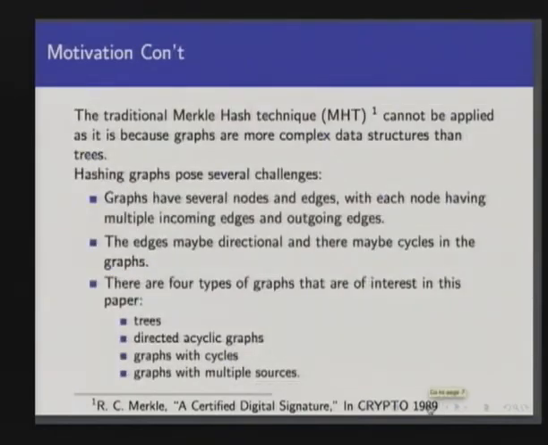Hashing graphs poses several challenges. As we know, graphs have several nodes and edges, with each node having multiple incoming and outgoing edges. The edges may be directional and there may be cycles in the graphs. There are four types of graphs that are of interest in this presentation: trees, directed acyclic graphs, graphs with cycles, and graphs with multiple sources.